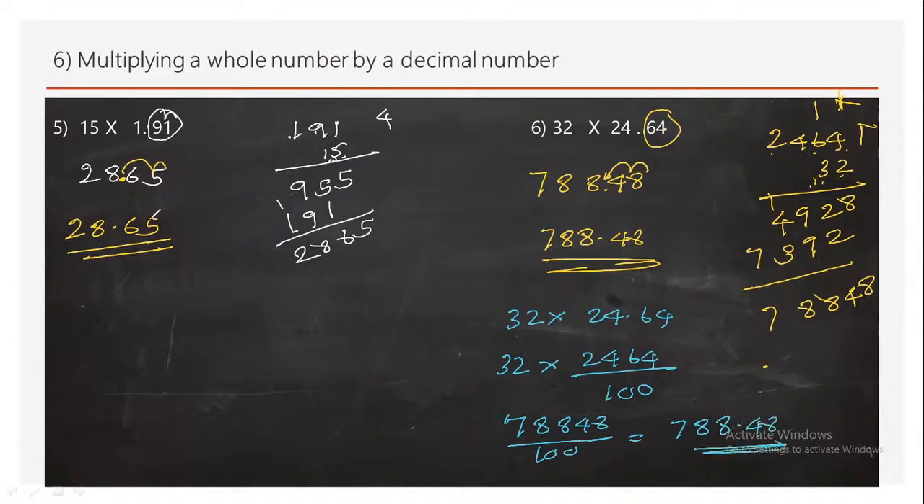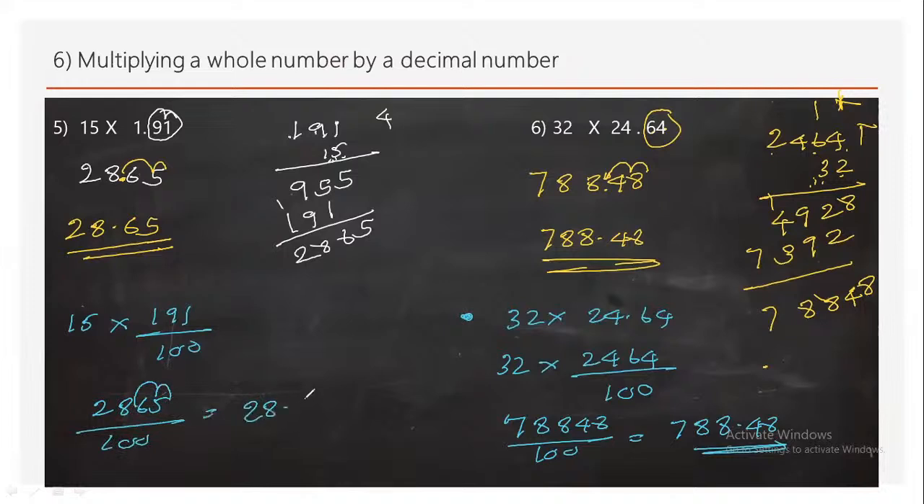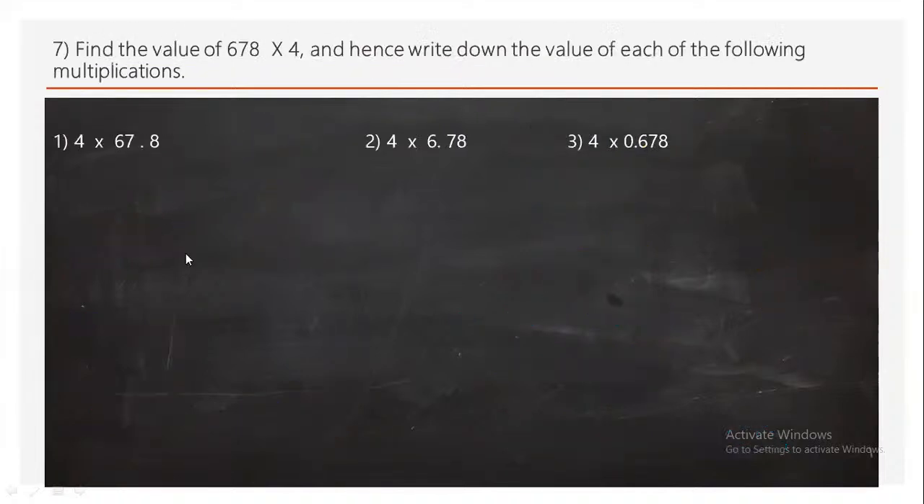788.48. This one also, if you want, because we are learning here, we are not gaining only the answers for the sums. Here, 15 into 191 over 100. So 15 into 191, 2,865 divided by 100. 2 decimal places toward the left-hand side, 28.65. I think you have already finished writing this, right? We'll go to the next question.